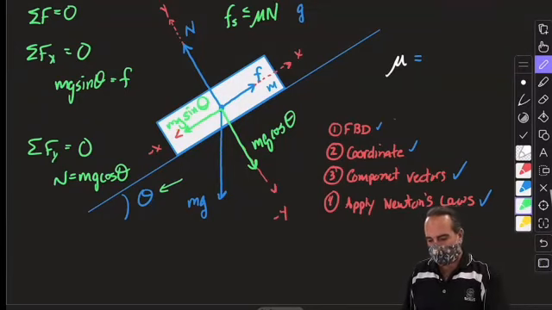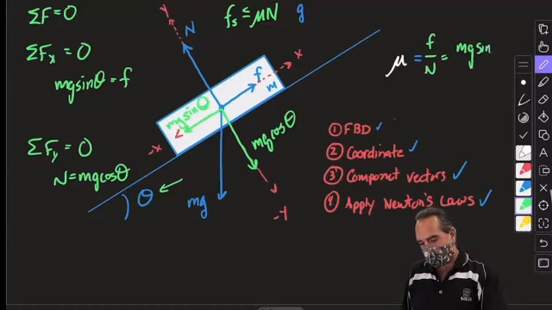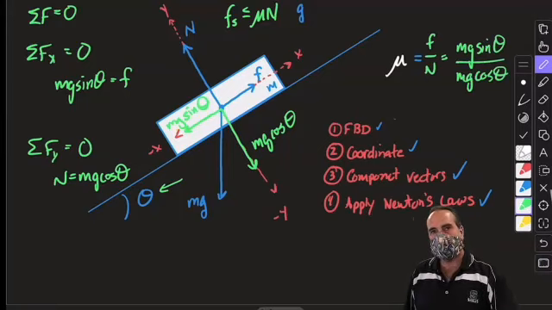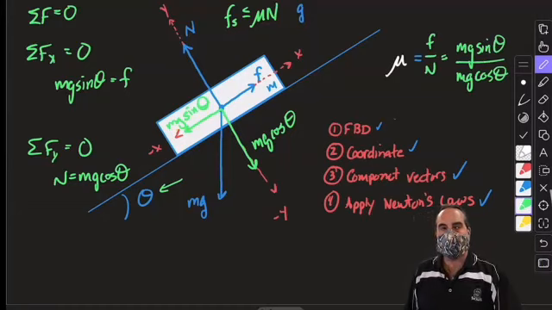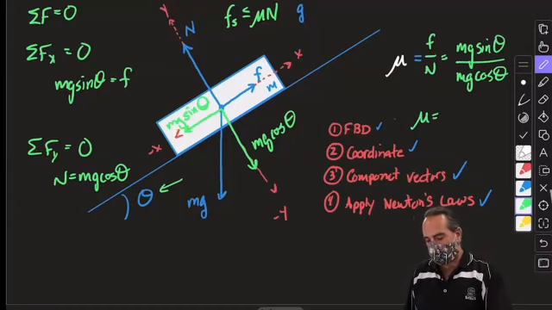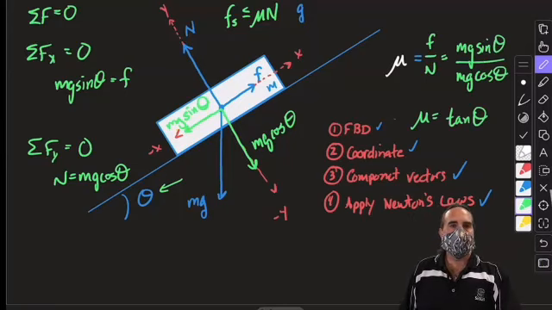When we do that, we get friction over the normal force, which is mg sine theta over mg cosine theta. Of course, that means that mu is just equal to tan theta. So in this version of the lab, we are only looking for an angle.